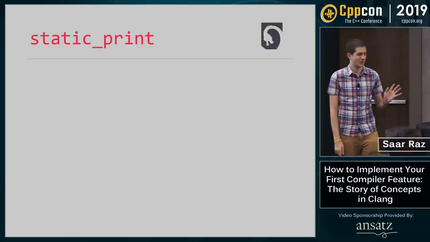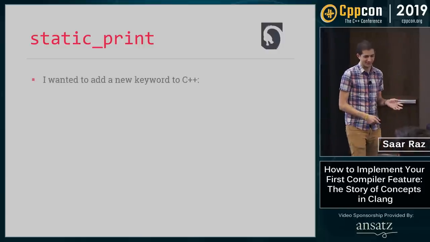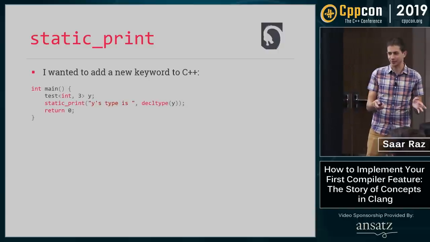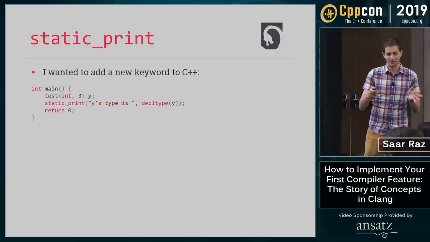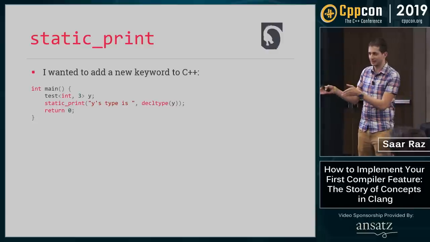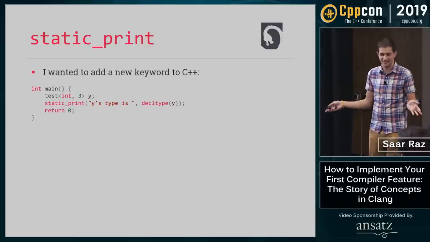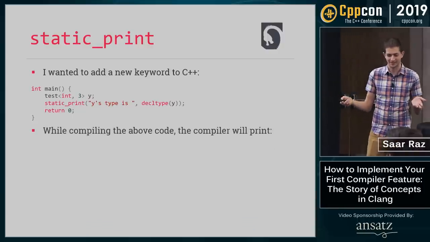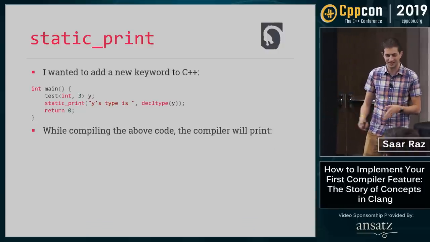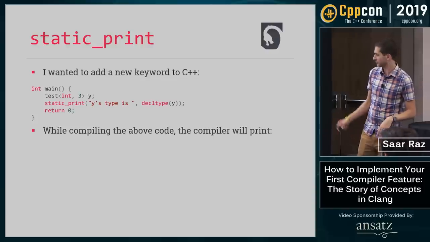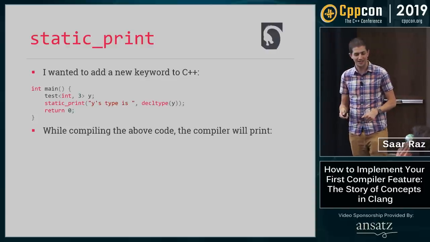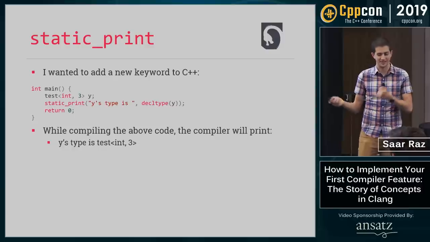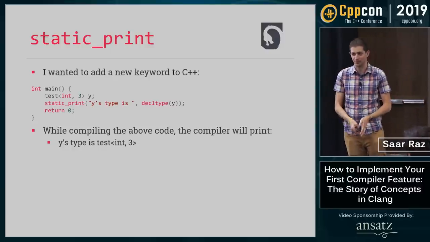So my idea was to add the keyword static print. The keyword would act like this. You would just stick it somewhere and give it a bunch of string literals and other compile time things. And by compiling this, it would print out the strings and the compile time things. For example, here, you ask it to print decltype of y, and it would print test int 3. Y's type is test int 3 while you were compiling the program, not while you were running it.